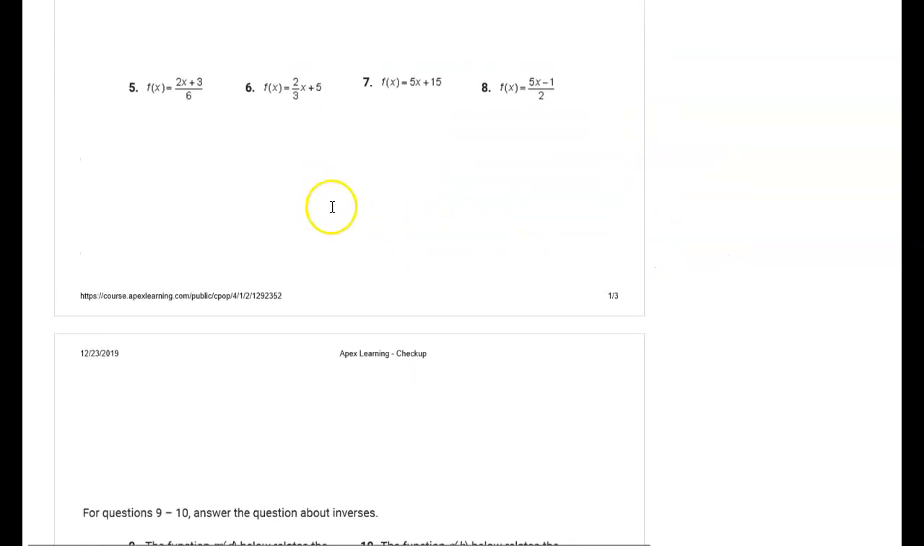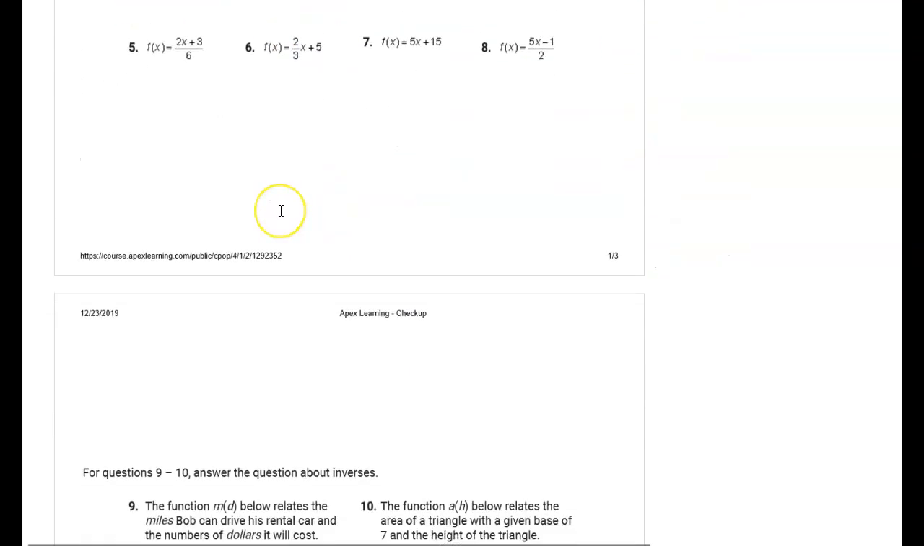Couple more down here real quick. All right. As you move on, these just get a little bit more difficult in terms of solving. But again, x becomes y, f of x becomes x. So we're going to say (2y plus 3) all over 6 equals x. Now, the first step here is to multiply both sides by 6. So 2y plus 3 equals 6x.